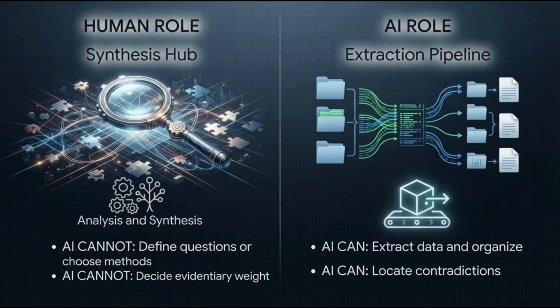This really draws a clear line in the sand when we talk about the boundary of AI in this synthesis process. Recent reviews on AI readiness show that while AI is amazing at structured tasks, it's just not mature enough to hand over complex interpretation. AI can absolutely help extract data, organize evidence into your matrix, locate those apparent contradictions, and trace claims back to sources. But AI cannot define your research questions. It cannot choose your appraisal methods, and it absolutely cannot decide evidentiary weight. That kind of methodological judgment, that is the non-negotiable responsibility of the human researcher, you.